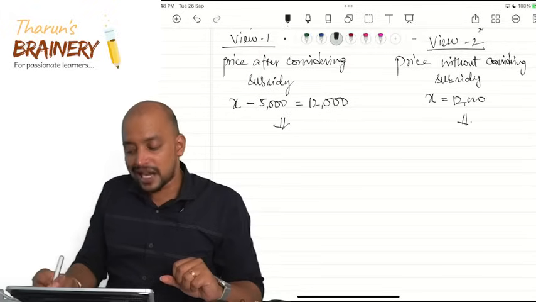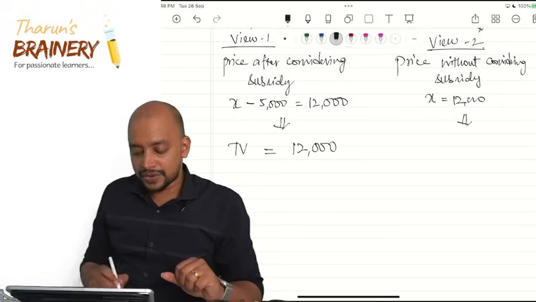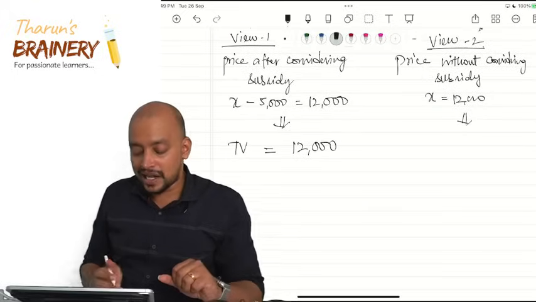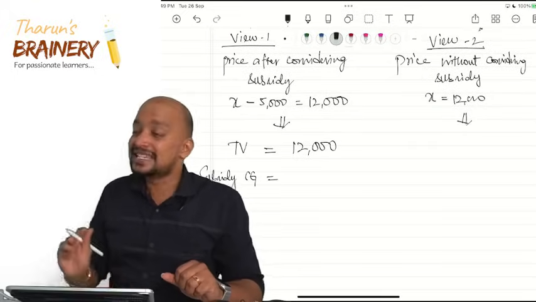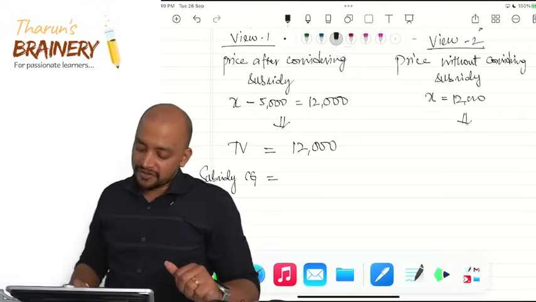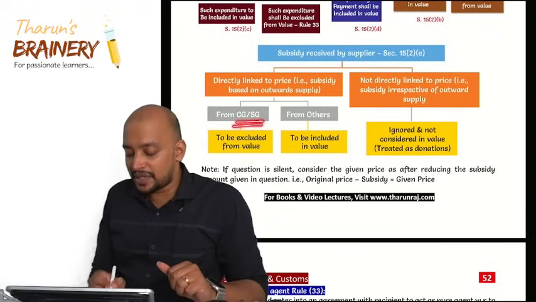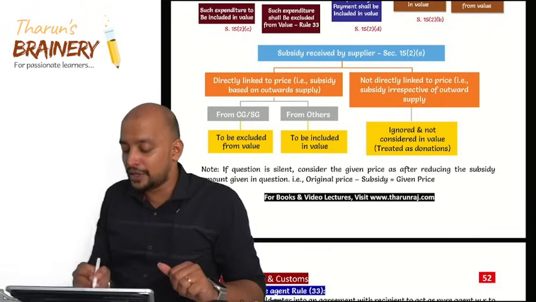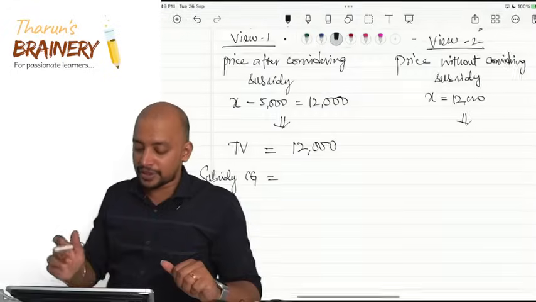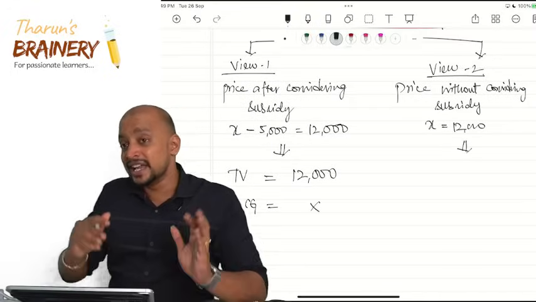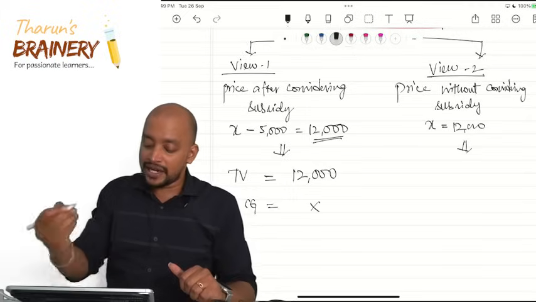Now we will take transaction value. So what is the transaction value here? 12,000. And subsidy from central government, to be included or to be excluded? Generally as per provisions, subsidy from central government or state government is to be excluded from the value, from others to be included in the value. So subsidy from central government is to be excluded from value, but in this price it is already excluded, because we arrived at 12,000 after reducing this 5,000, so already reduced, so ignore.